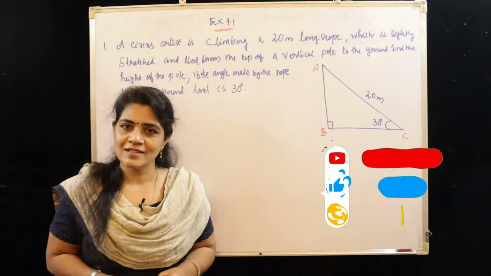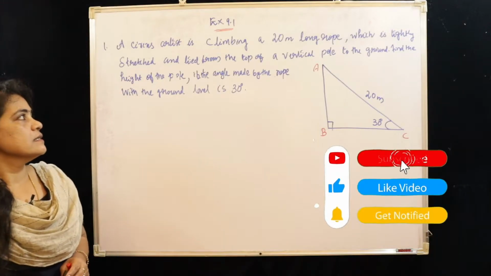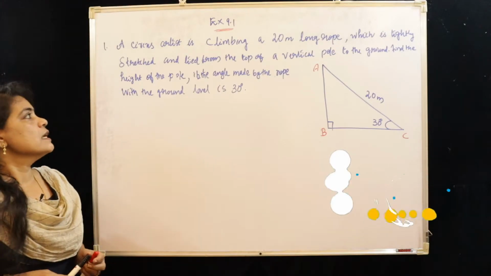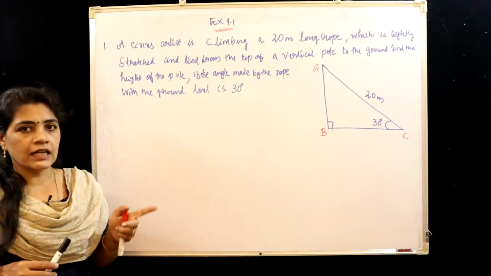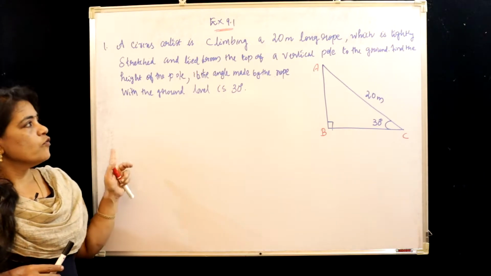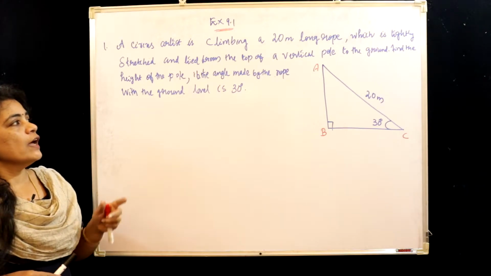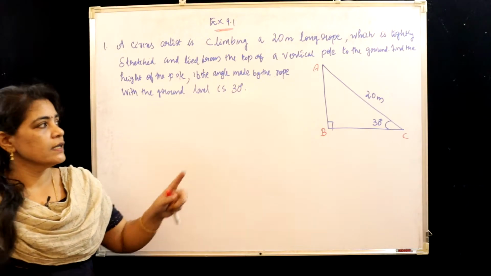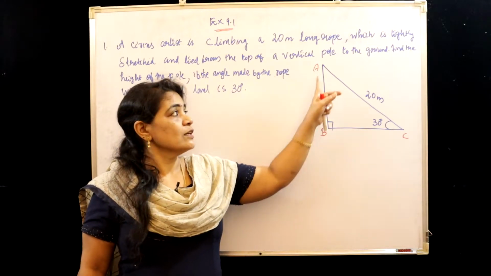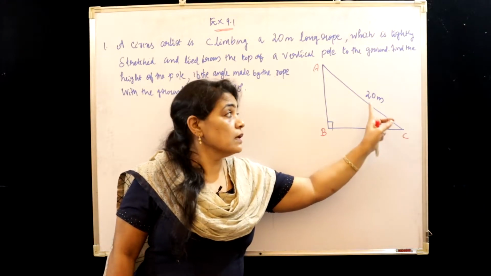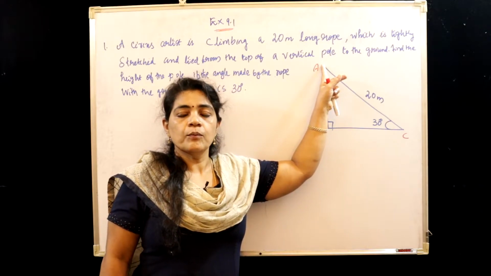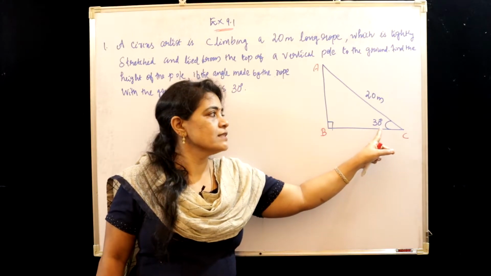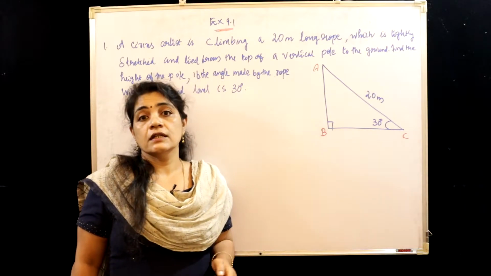Exercise 9.1, first question. A circus artist is climbing a 20-meter long rope which is tightly stretched and tied from the top of a vertical pole to the ground. Find the height of the pole if the angle made by the rope with the ground level is 30 degrees. Here is the pole, with the rope tightly stretched from the top of the pole to the ground level, and the angle between the rope and the ground level is 30 degrees, and we have to find the height of the pole.